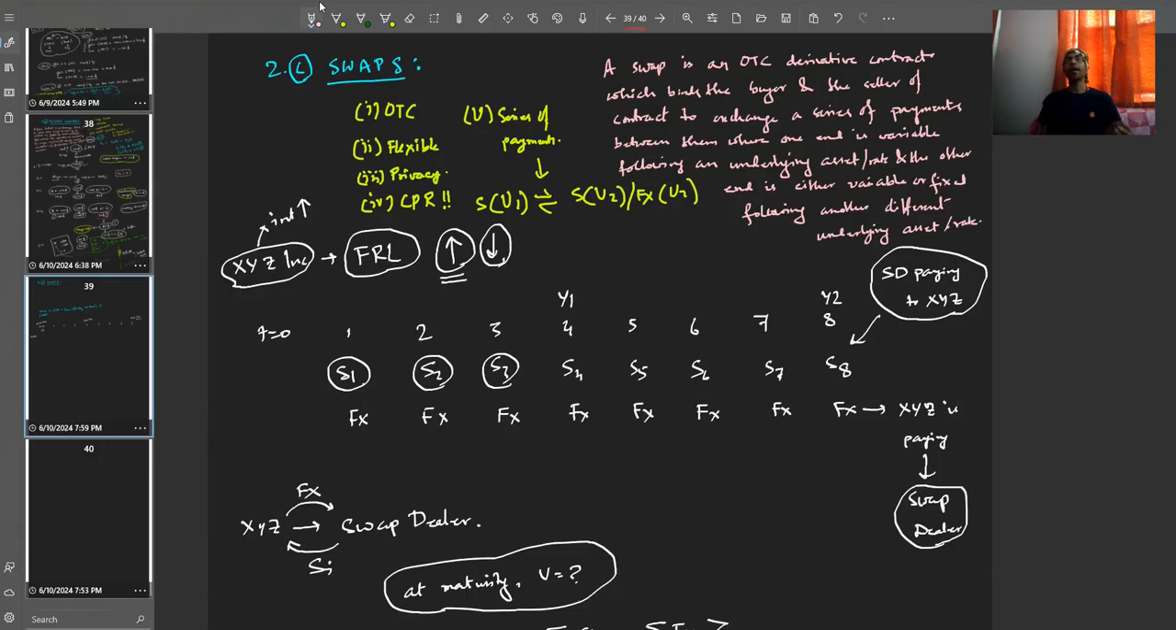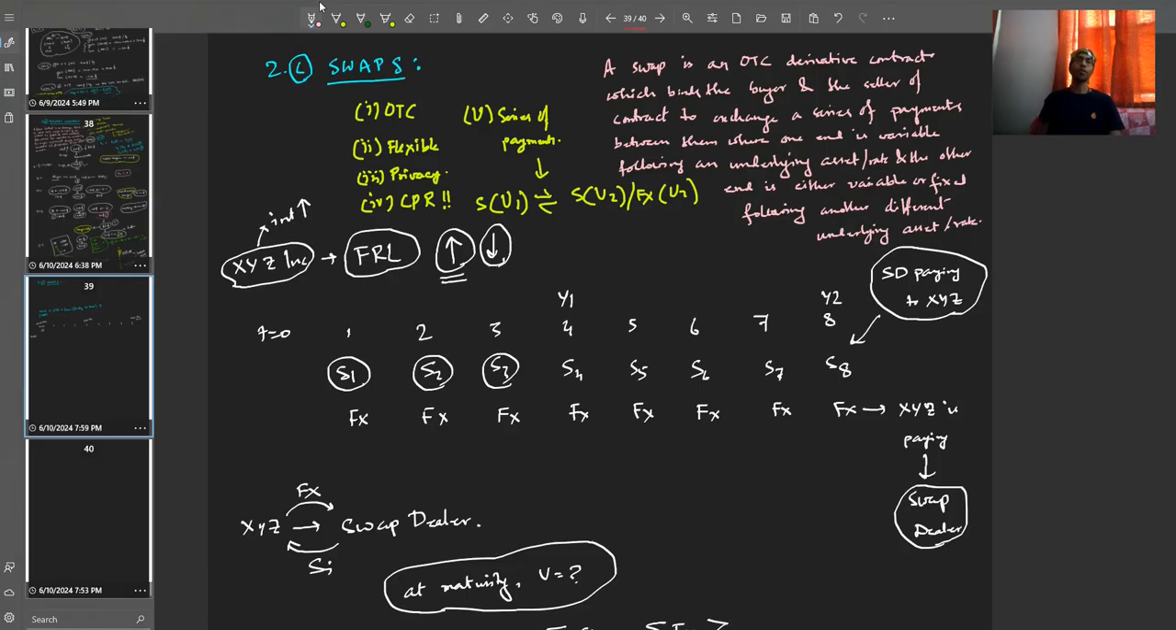I'll repeat once again. A swap is an over-the-counter derivative contract which binds the buyer and the seller of the contract to exchange a series of payments between themselves, where one end of the payments is variable following one underlying asset or rate, and the other end is either variable or fixed following another different underlying asset or rate.